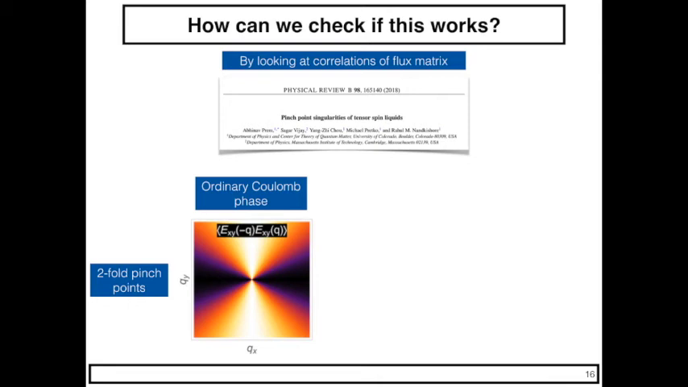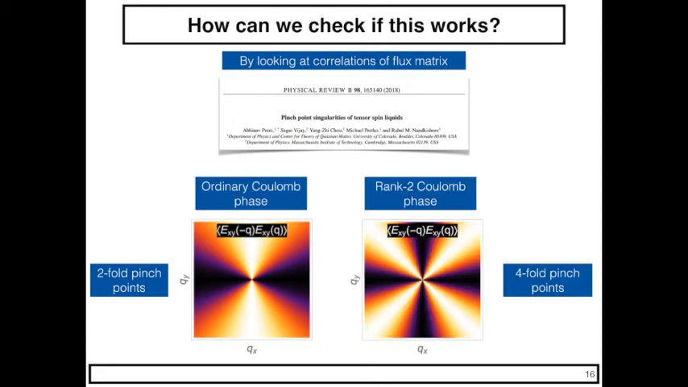And there's a clear test we can apply to check that, thanks to the results in this paper by Pretko and collaborators. They showed that while in an ordinary Coulomb phase, the correlations of the flux matrix should have these twofold pinch point structures, in a rank-2 Coulomb phase, you should see fourfold pinch points, like this picture on the right. So what we need to do is plug our model into some classical Monte Carlo simulations and see if we can find some fourfold pinch points, which would be a clear signature of rank-2 Coulomb phase physics.